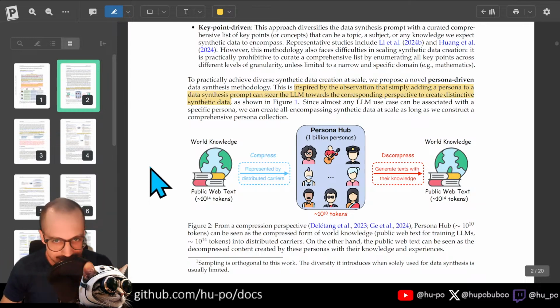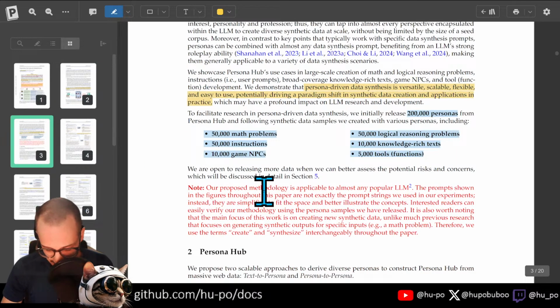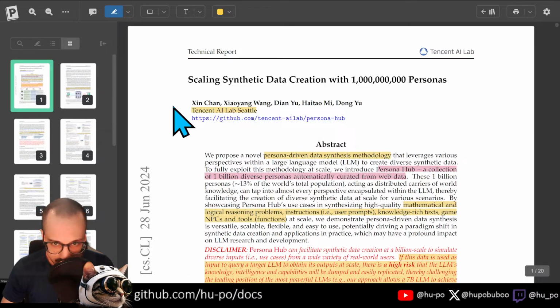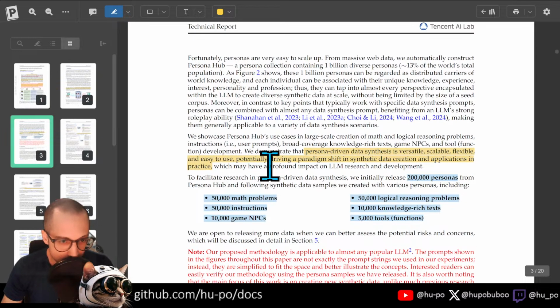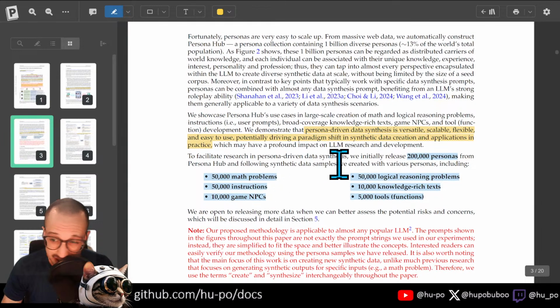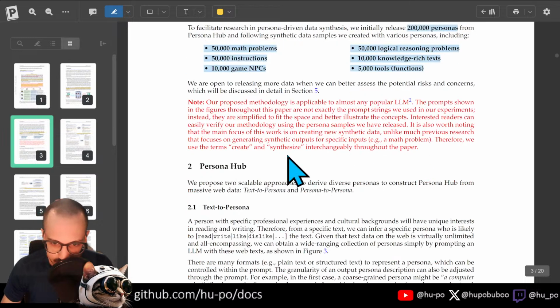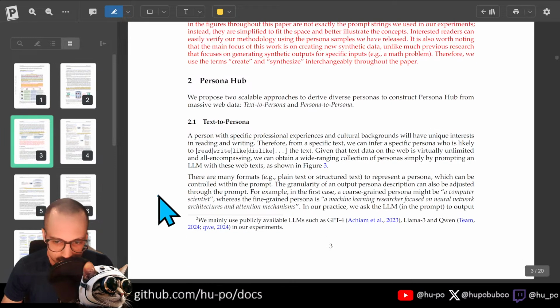So I think this is a very clever idea, and they kind of blow this out of the water, right? Tencent has a ton of money, so there's a version of this paper where it comes out of some academic group, and like the experiments are like 1 GPU, and that's pretty much it. But that's not really what you see here. They generated 1 billion of these personas, 50,000 logical reasoning problems, 10,000 NPCs. So like they really kind of went all in on the scale here.